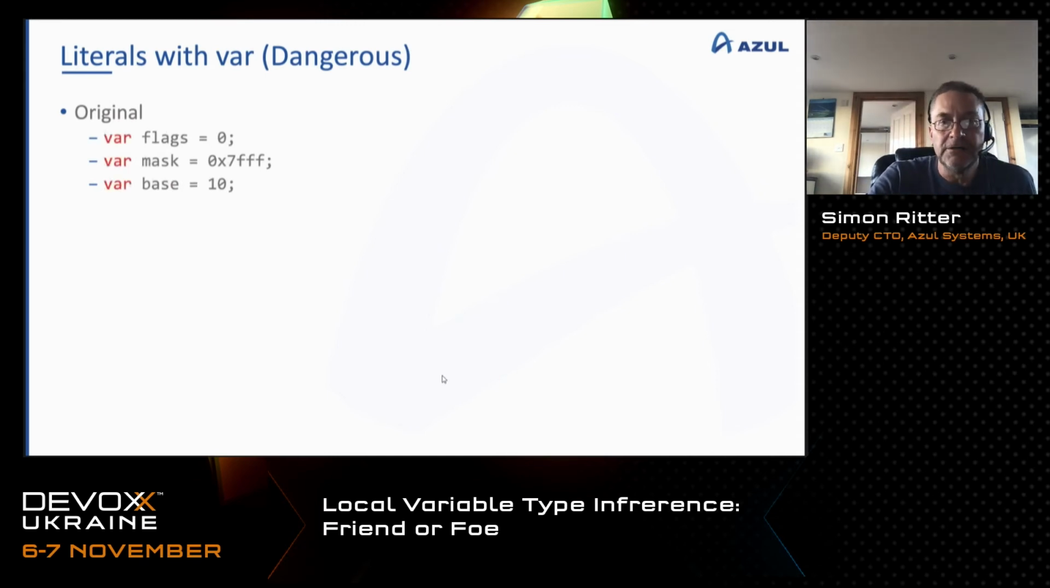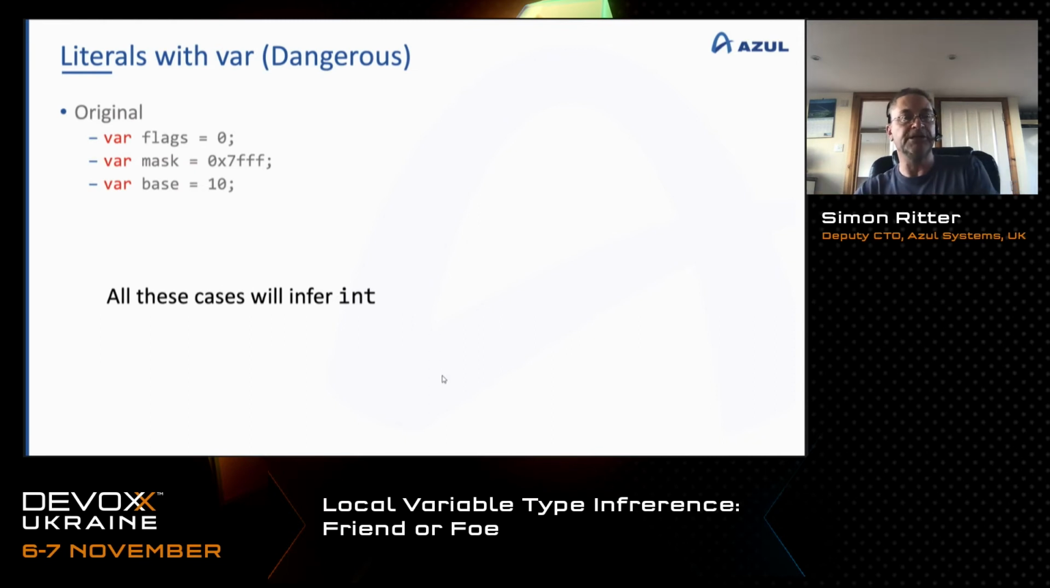If I use var, that's going to break all my code. And the reason for that is that if I look at the values I've assigned to flags, mask, and base, all of them will fit in an int. And so the compiler in this case is not going to try and infer the smallest type which will hold that value, but it will simply say if they fit in an int and they are integers, as in not floating point numbers, I'll put them in an int. If they're bigger than an int, I'll put them in a double. But that's what's going to happen.